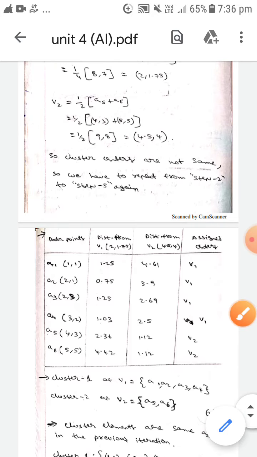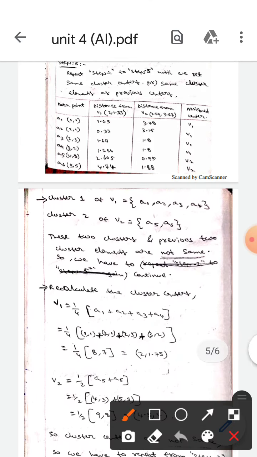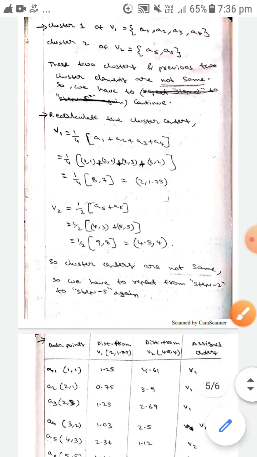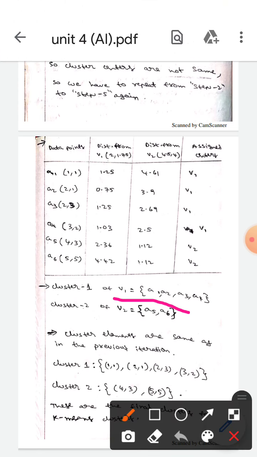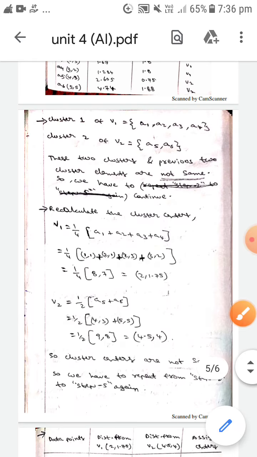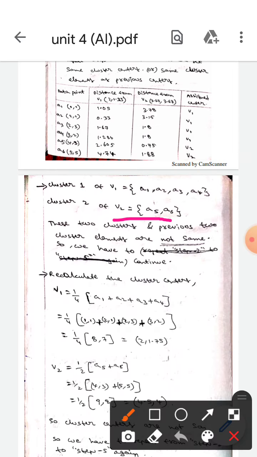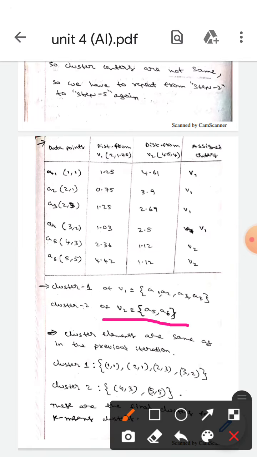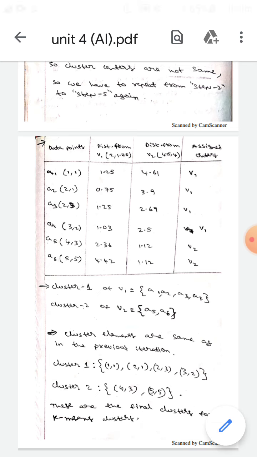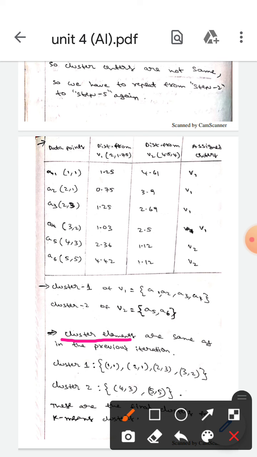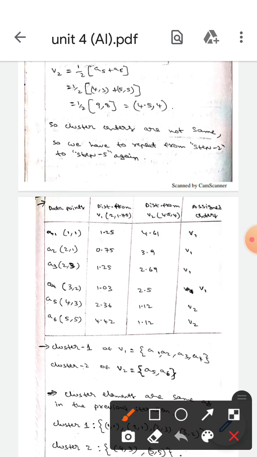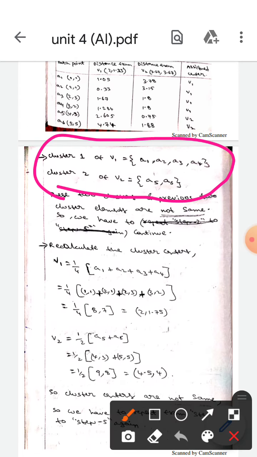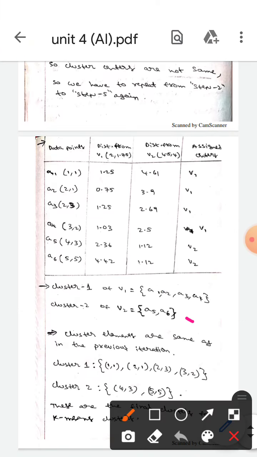If you observe here, guys, the cluster 1 of V1 is A1, A2, A3, A4. And the cluster 2 of V2 is A5, A6. We got the same cluster elements here, guys. So we can stop here.